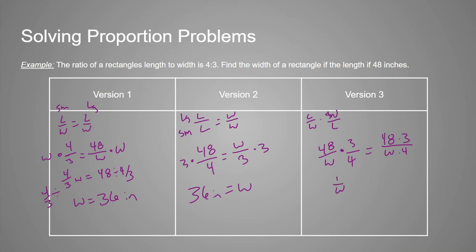This is 1 over W times 48 times 3 divided by 4. So when we pull out the W, it still has to be dividing by W. And what we're going to do is multiply by W to both sides. 48 times 3 divided by 4 equal to W. And we already said that was 36 inches. So the third version will work.